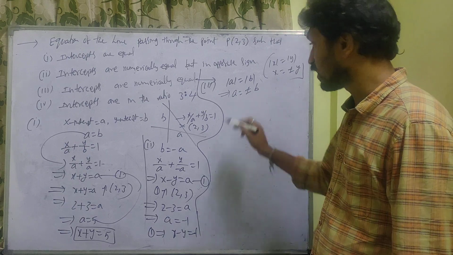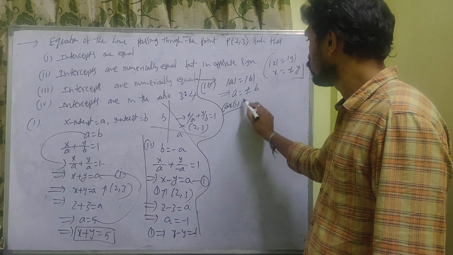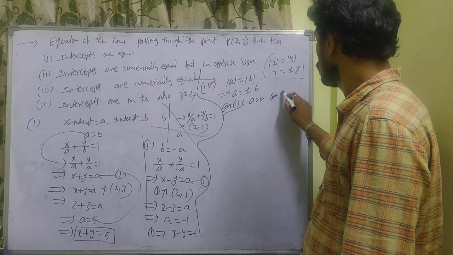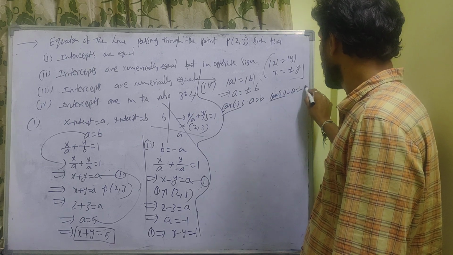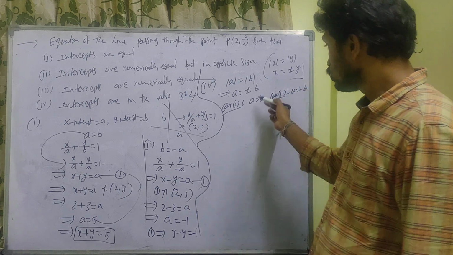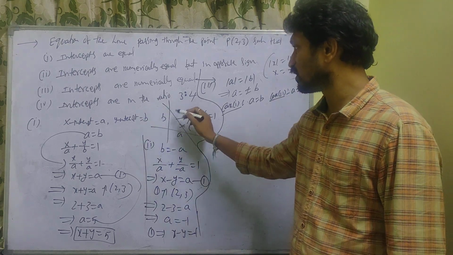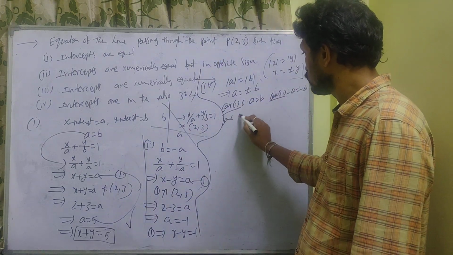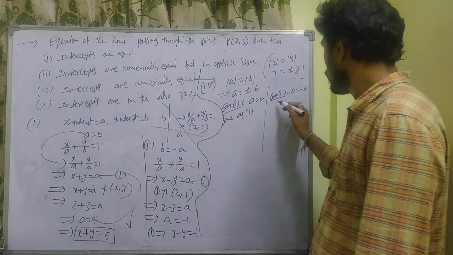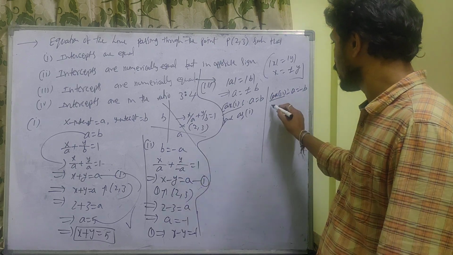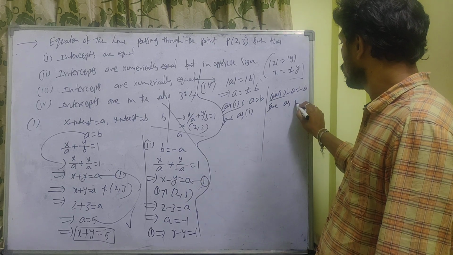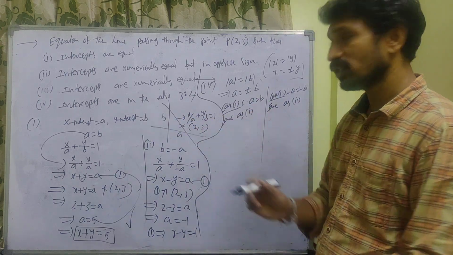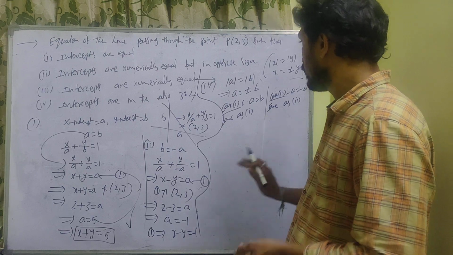So here two cases are there. Case 1, A is equal to B. Case 2, A is equal to minus B. When A is equal to B, this is the answer, the same as the first question. When A is equal to minus B, it is the same as the second. So for this question, the combination of the first and second questions' answers is the third question's answer. Next, fourth question.